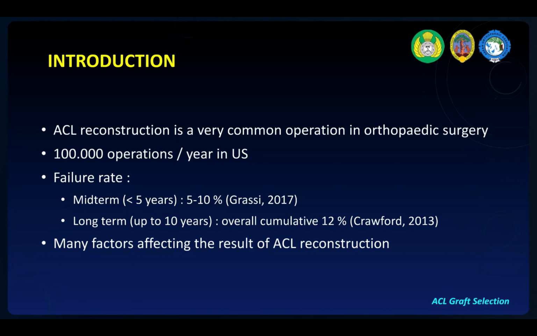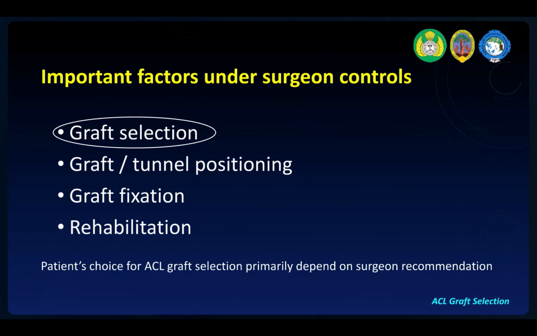The midterm failure rate is around 5 to 10%, and the long-term failure rate is around 12%, and many factors affect the result of ACL reconstructions. Some important factors are graft selection, tunnel positioning, graft fixation, and rehabilitation. And graft selection is probably one of the most critical issues. The patient's choice for ACL graft selection primarily will depend on the surgeon's recommendations.